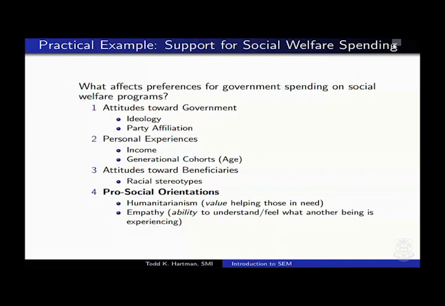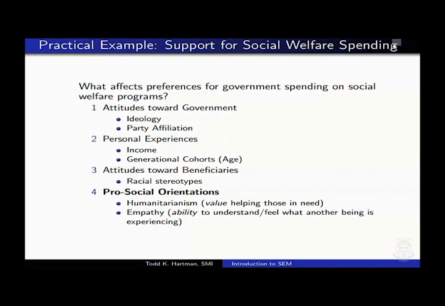So for an example, you might be interested in social welfare spending, what predicts preferences for social welfare spending or attitudes toward government. There might be a number of predictors, so standard literature might say, well, ideology or party affiliation might affect how much you want to support the welfare state. Maybe your personal experiences, whether your personal income is low or high, whether you're part of certain generations which experienced, say, the financial crisis or World War II or what have you.